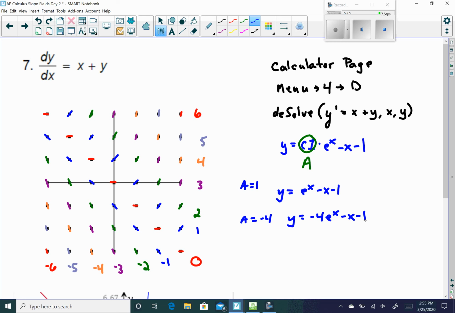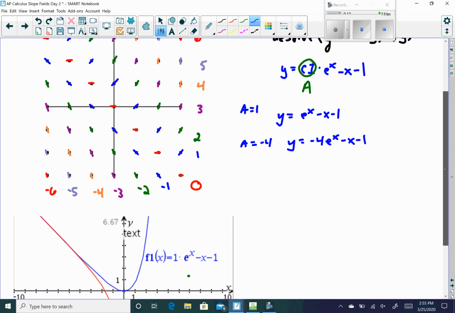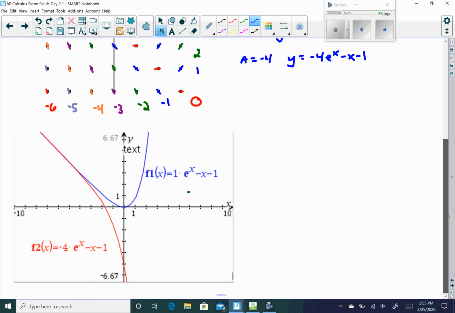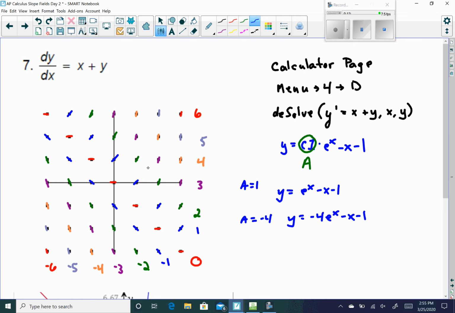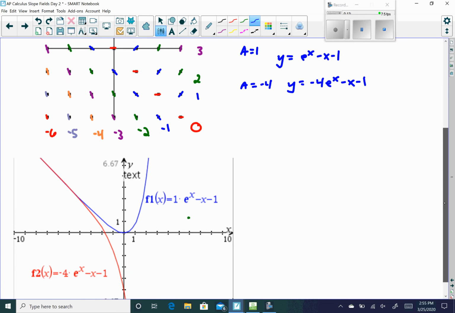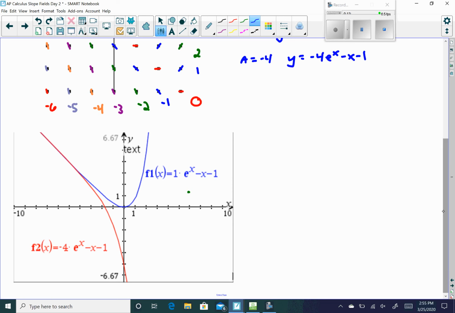Pause this while you're doing this. I'm going to scroll down next to show you the graphs that I'm getting. As you do this, these are the two results. Notice the different directions here. When a is a positive 1, we're getting this blue curve. Notice they start off at the same place up here, but then go in two directions.